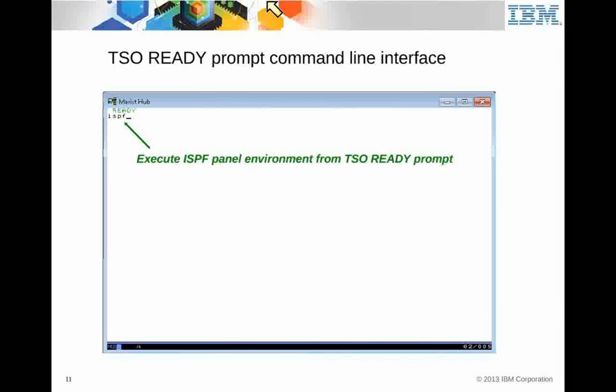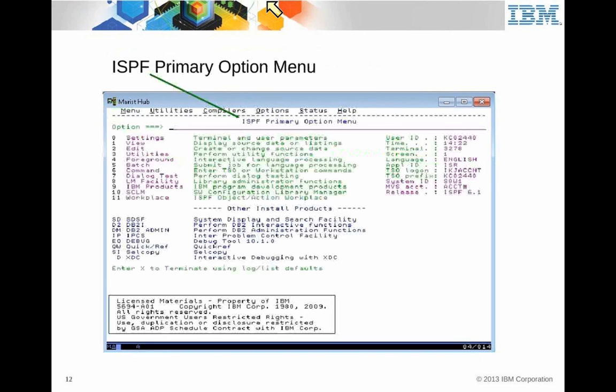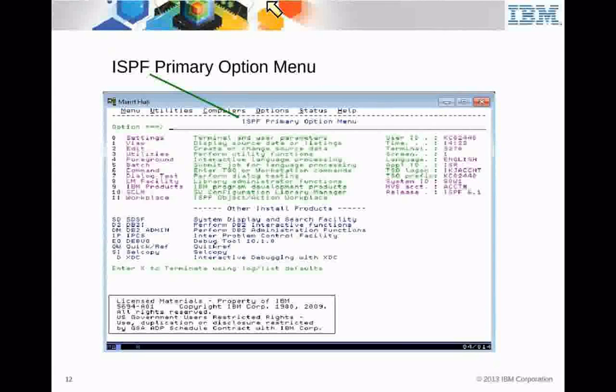From the TSO READY prompt, I'm in TSO because it says READY. It's the command line interface. If I want to invoke ISPF, I just type in ISPF, and it finds the environment, and it would bring up the ISPF Primary Option Menu.